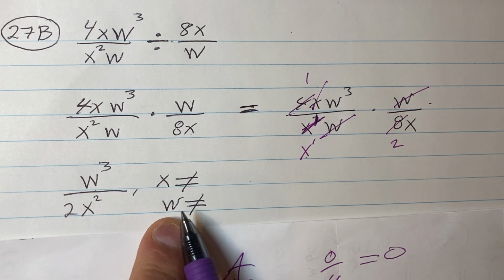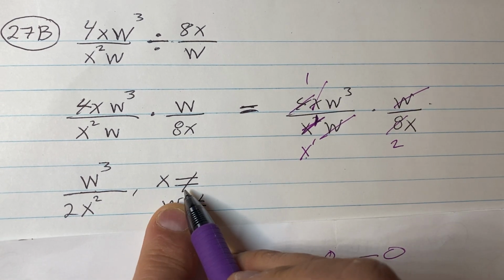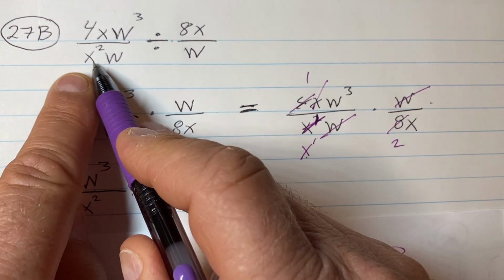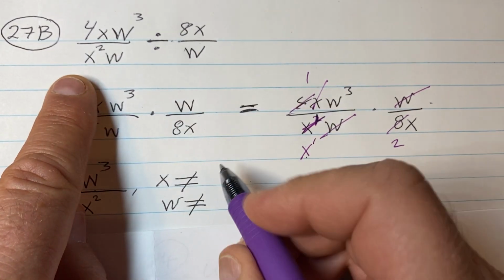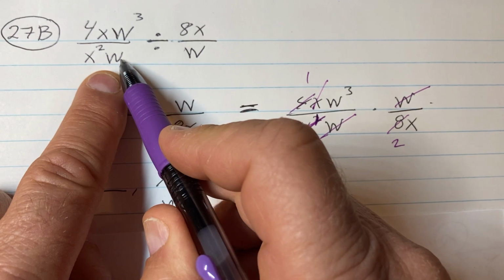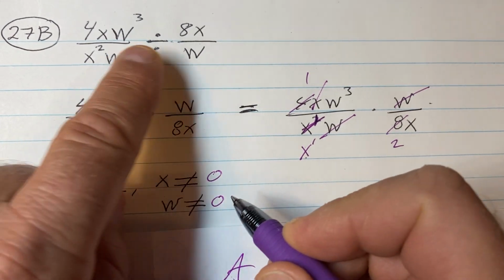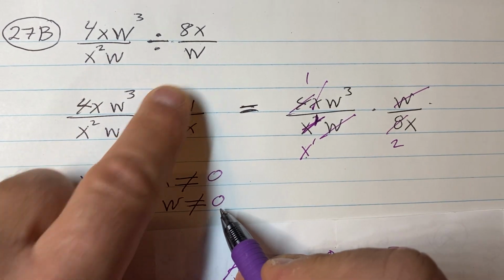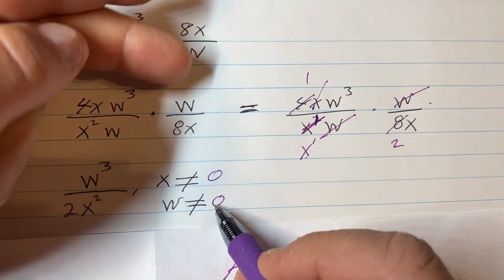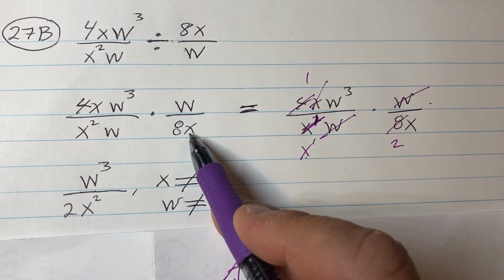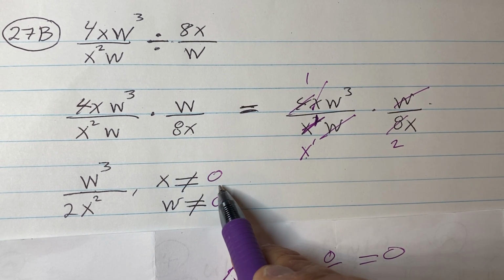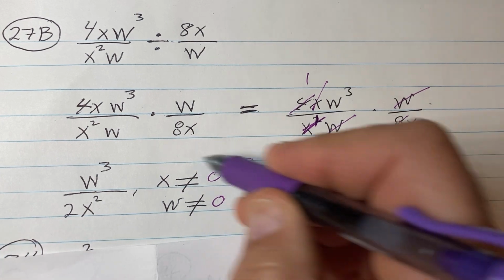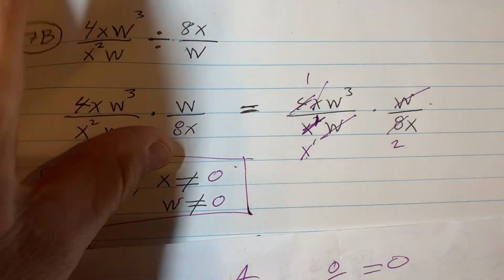That part's done. What are the restrictions? X cannot be 0. If X is 0, that quantity is 0, so X cannot be 0. W cannot be 0. Already got that. When you flip that, what about here? When is that equal to 0? 8's always 8. That's why it's called a constant. And that's it. Boom.